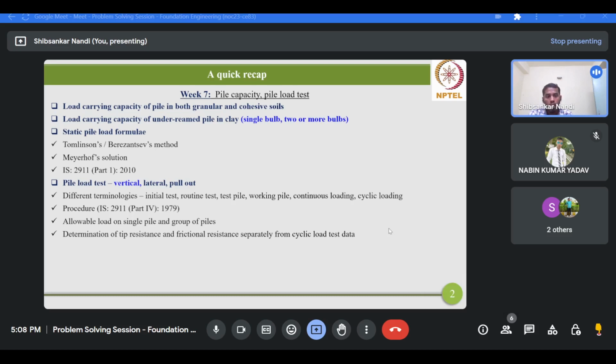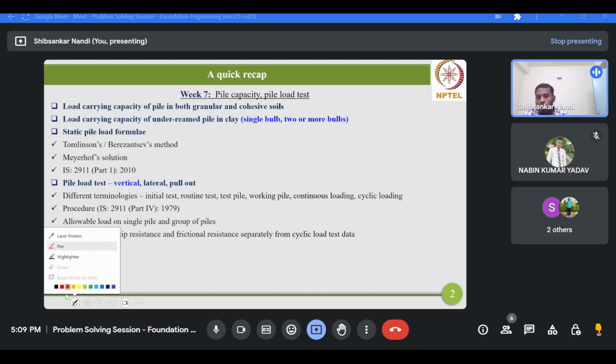In contrast, in cyclic loading, the load is first increased to some level, then released to zero, then again increased to a subsequent higher level, and then released to zero. When the pile is tested in this manner, the nature of loading is called cyclic loading. Okay, so the load settlement behavior.